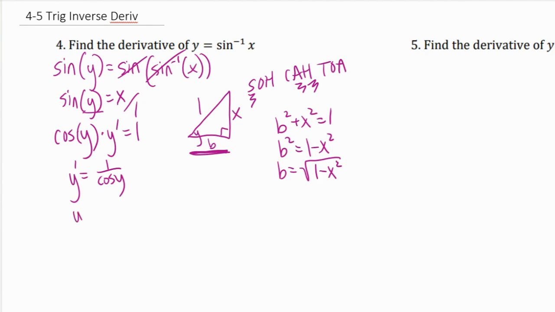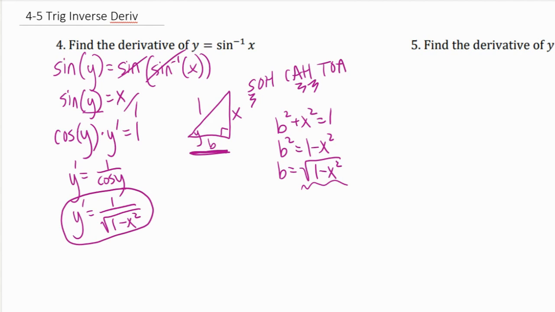So y prime is equal to 1 over adjacent over hypotenuse. So the adjacent side is root 1 minus x squared, and the hypotenuse is just 1. So y prime is 1 over root 1 minus x squared. And we are not going to rationalize, just leave it. Okay, so that's the derivative of y equals sine inverse of x.